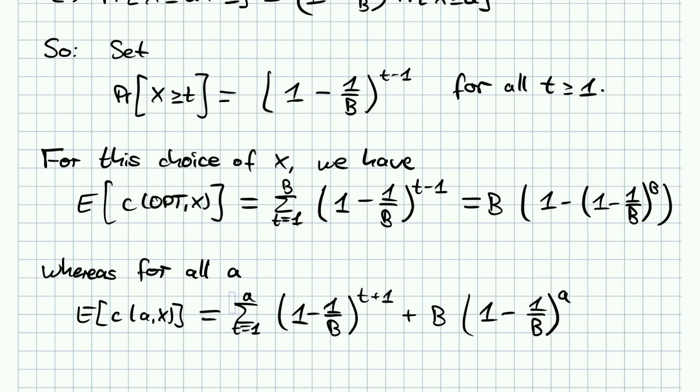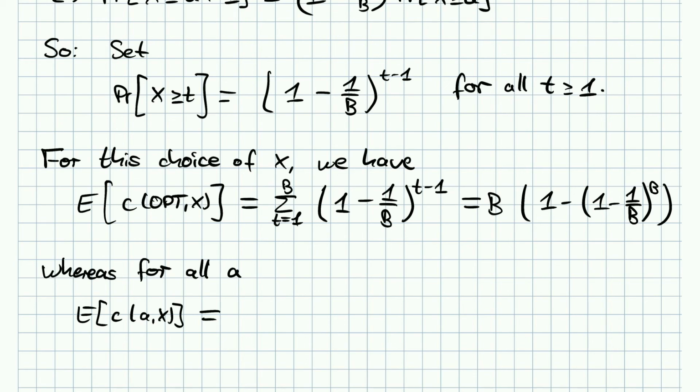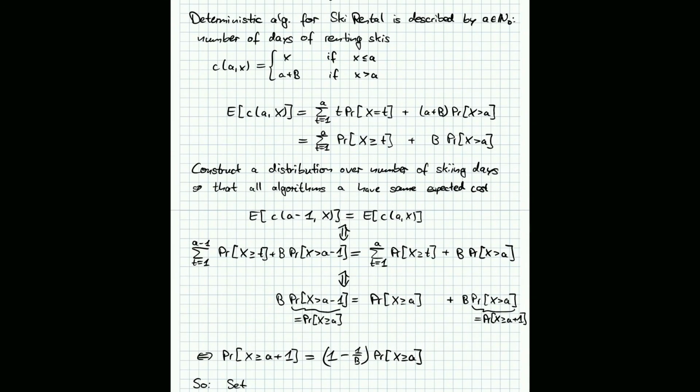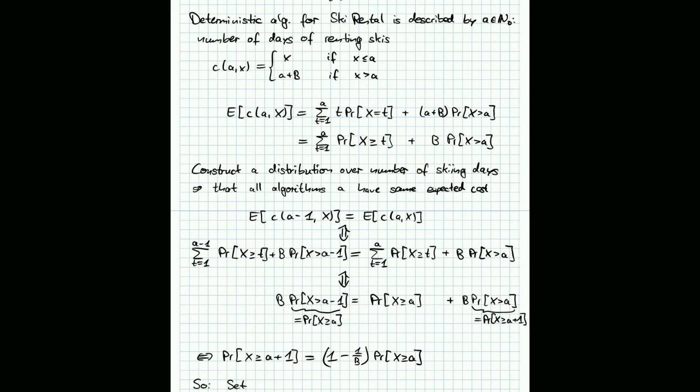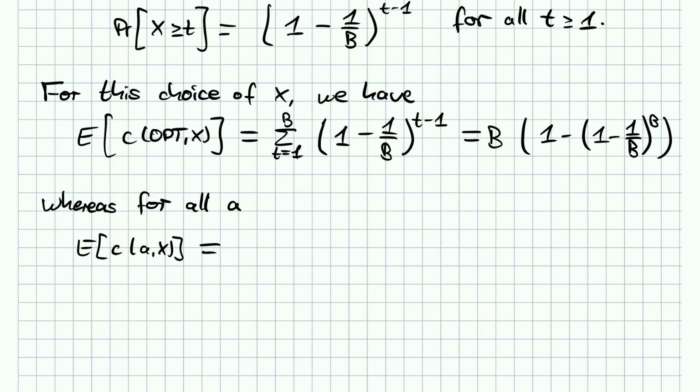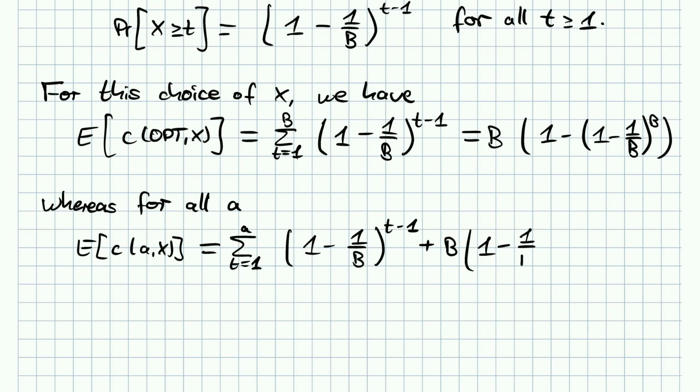Whereas for all a, we have the expected cost of this algorithm on the random instance. So now again, we want to use our formula for this. How much was this? Okay, this is the formula that we want to apply now. So we will have the sum of t from 1 through a, 1 minus 1 minus 1 over b to the power of t minus 1, plus b times 1 minus 1 over b to the power of a. And if you do the math here, then you'll find out that this is always b.